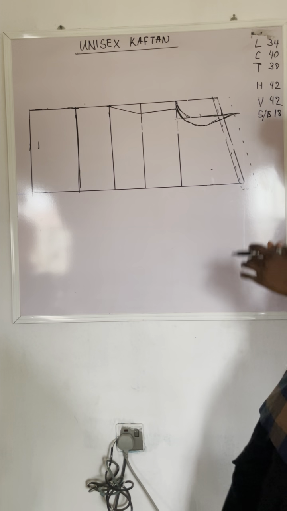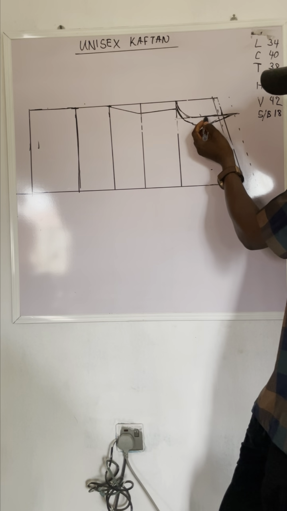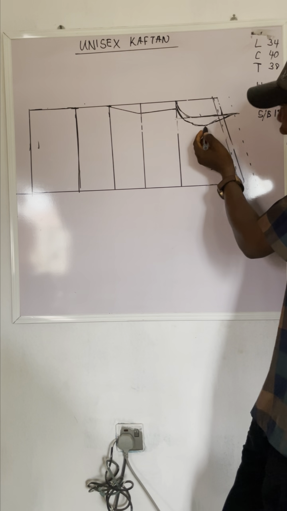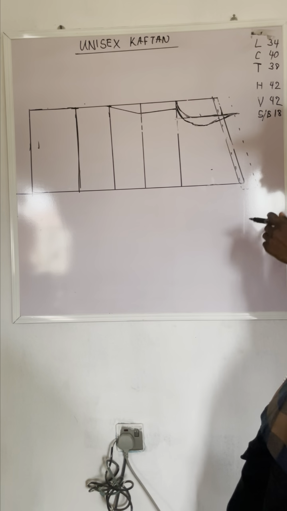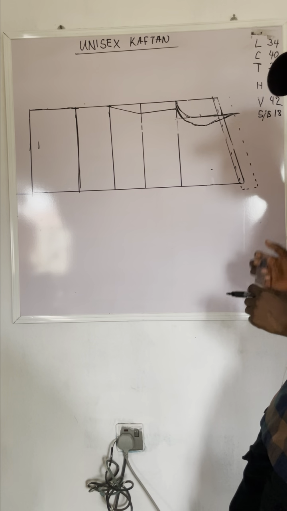Cool. So I believe you can see what I'm doing now. This particular one is the armhole for the back pattern, while this one is the armhole for the front pattern. Now, the next thing we want to do is cut the neck. We want to determine the neck.